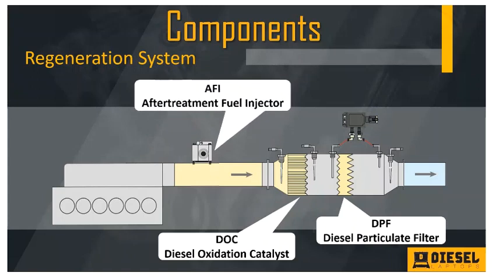Now, depending on the manufacturer, and a lot more depends on the size of the vehicle, we may have an after-treatment fuel injector. An after-treatment fuel injector is a fuel injector that's mounted generally after the turbocharger, before the inlet of the DOC. And it has one job. It's to spray raw diesel fuel downstream so that that fuel can react with the DOC, the diesel oxidation catalyst.